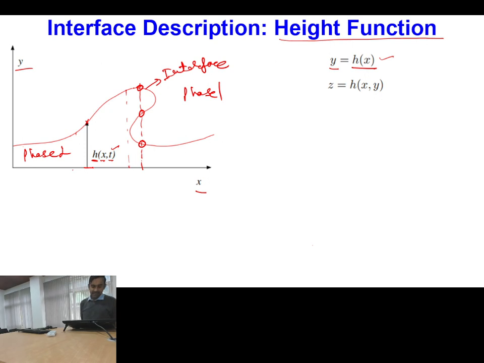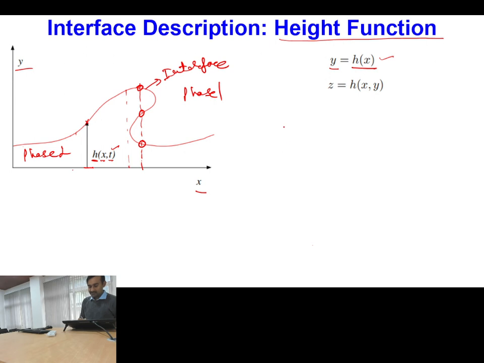So the height function based method is very good in terms of defining the interface for the majority of situations, but if you have very chaotic and multi-layered interfaces, in these scenarios this method can become very complex. Okay. But there are certain ways to use this method. And if you have to use this method for a 3-phase system, how can you use it?